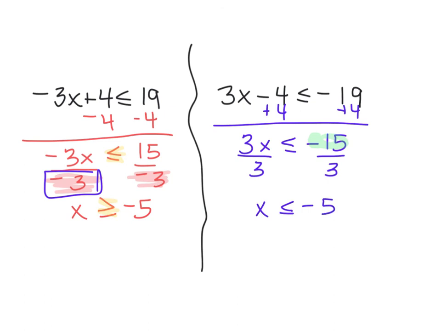Okay, so two slightly different things. What we look at is, am I dividing in that last step by a positive or a negative number? If it's negative, I flip the inequality. If it's positive, I do not.